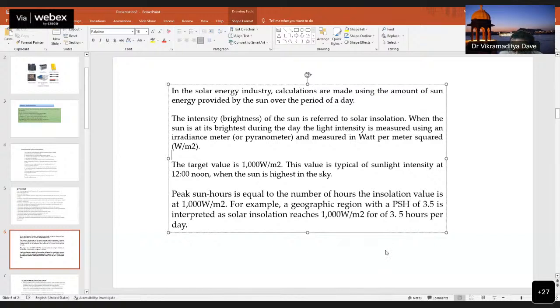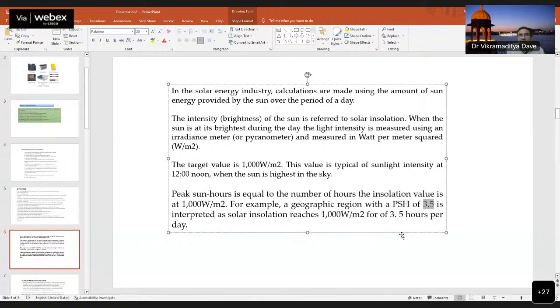Okay, so it will become watt hour per meter square. So this reading is required. Watt hour per meter square is required. You multiply 1000 by 3.5 and then you also divide by 1000. You will get the kilowatt hour per meter square. So for this particular location where the solar installation of 1000 watt per meter square remains for 3.5 hours, it will be 3.5 kilowatt hour per meter square.